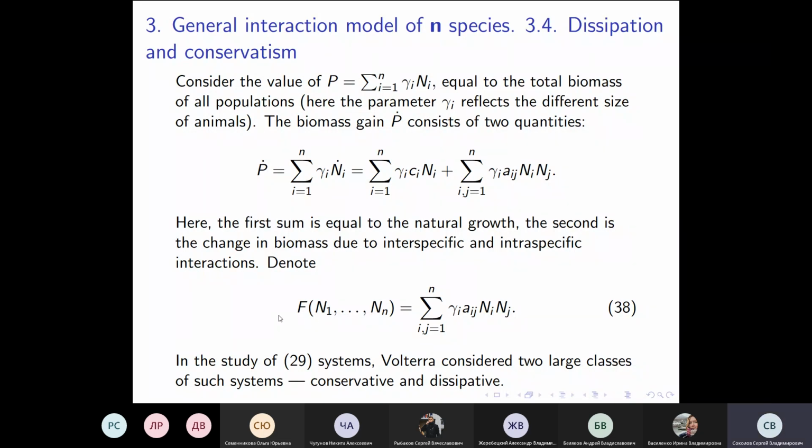Our function f reflects the intraspecific and interspecific interaction. So it is the change of our biomass caused by interspecific and intraspecific interaction. So if the system is conservative, we can say that the intraspecific and interspecific interaction does not affect the biomass gain.